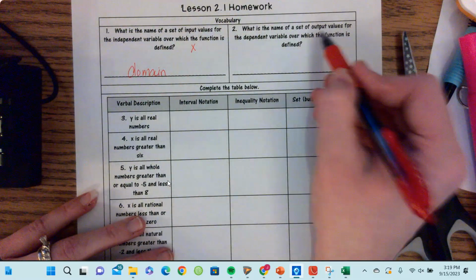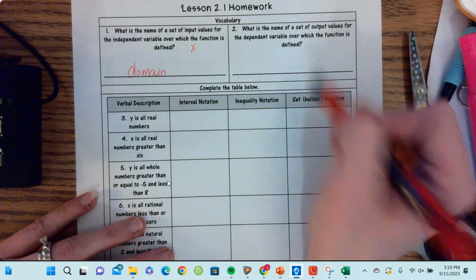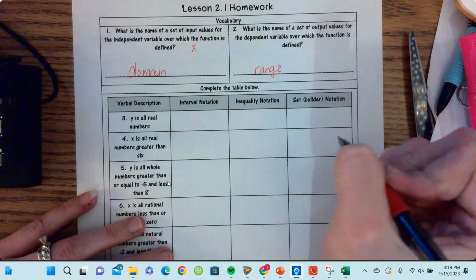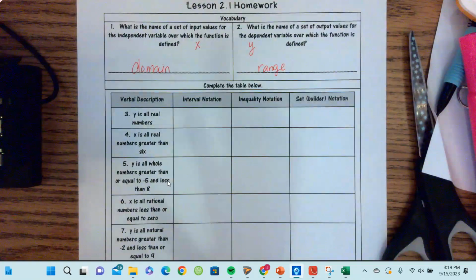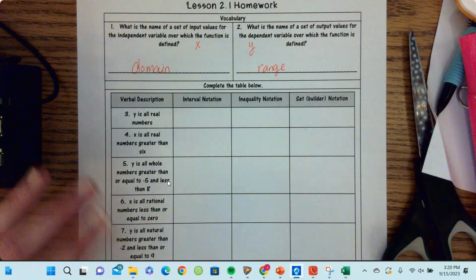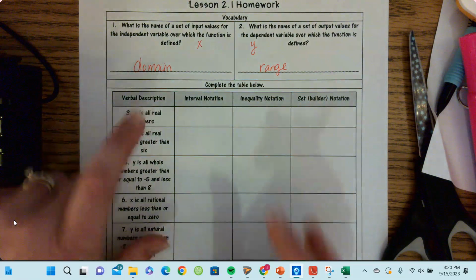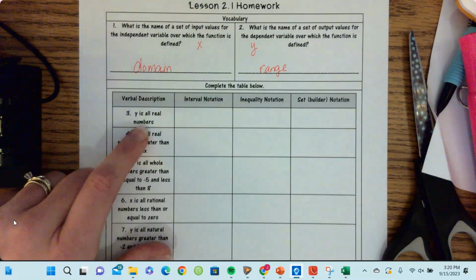What's the name of the set of output values for the dependent variable over which the function is defined? That's the range. So that's the y values, dependent, y, output. All we're doing is writing domain and range today. So this one says y is all real numbers.